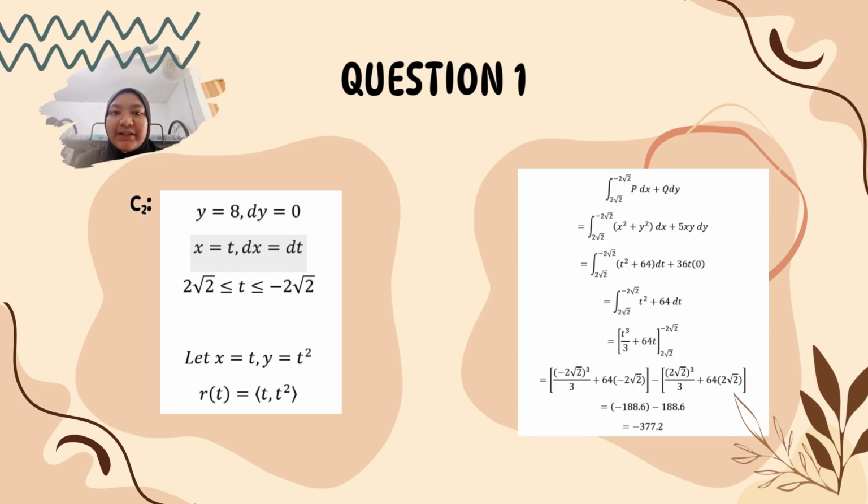Next, we calculate the integral along the curve C2. Here the curve is a horizontal line, which is y = 8, so dy = 0. We parameterize it as x = t and y = 8. Because the orientation is from right to left, the limits are from 2√2 to −2√2. Substituting this into the line integral and evaluating gives −377.2. This is the contribution for the second curve.